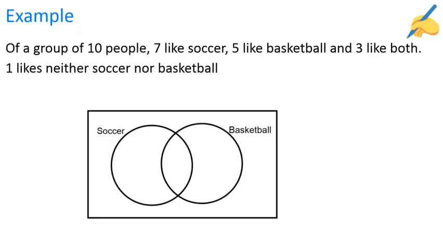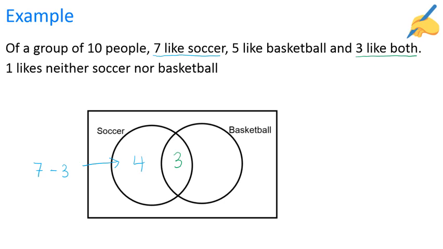Let's do this example. Of a group of 10 people, 7 like soccer, 5 like basketball, and 3 like both. 1 likes neither soccer nor basketball. So I need to do the middle section first, so the part that's both. So here, 3 like both. So I put the 3 in the middle. Next I can do the soccer, so 7 like soccer. I already have 3 people from soccer, so they're in the both section. So to work out what goes in the rest of the Venn diagram, I need to do 7 minus 3. So there's 4 people that just like soccer.